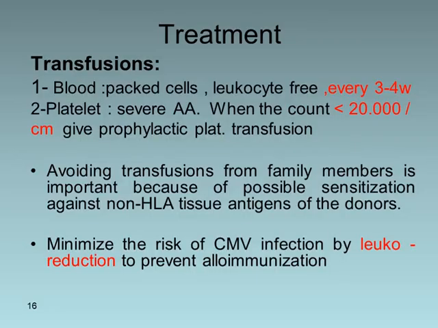Treatment, of course, for survival, the patient requires transfusion, including blood, which should be packed cell, leukocyte-free, given every 3 to 4 weeks. Platelet transfusion is needed when there is severe aplasia with a count less than 20,000 per cubic millimeter. Here, a prophylactic platelet transfusion should be given. Very important to avoid transfusion from family members because of possible sensitization against non-HLA tissue antigens of the donors. And try to minimize the risk of CMV infection by leukoreduction to prevent alloimmunization.